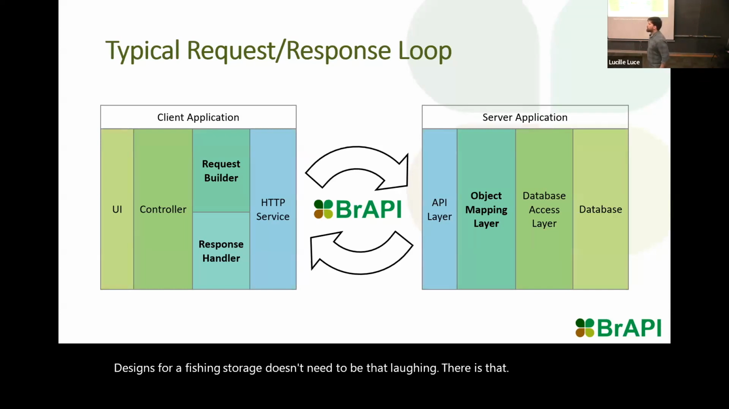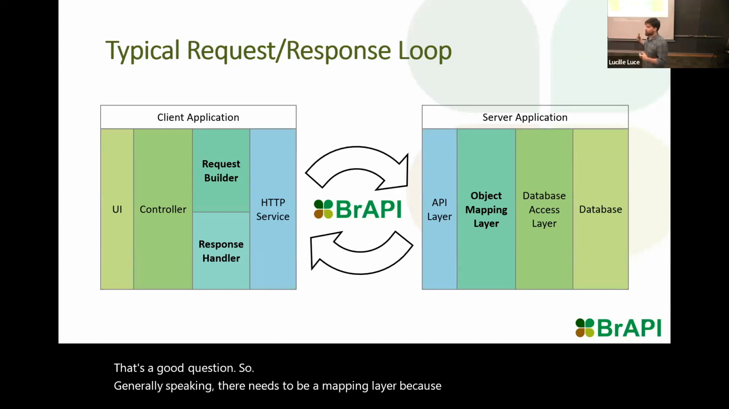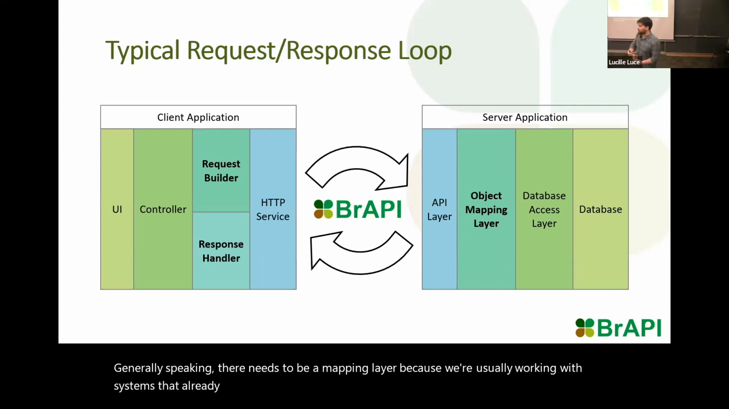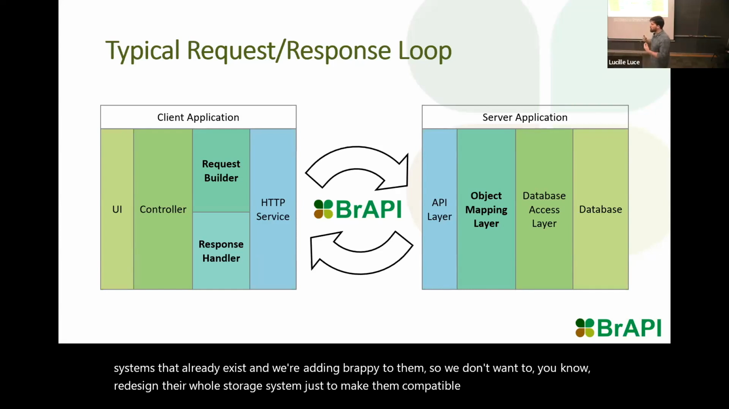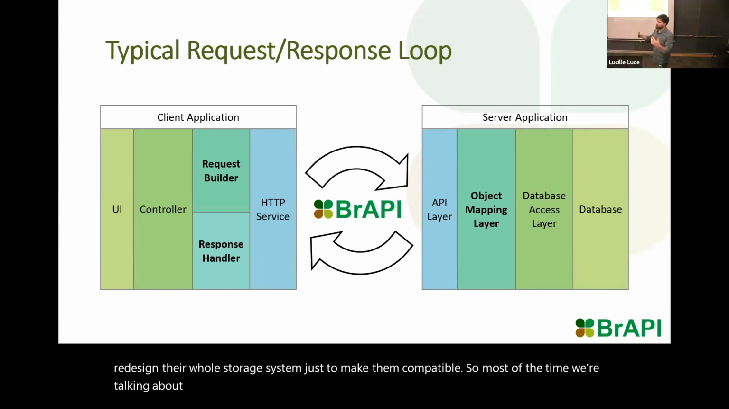That's a good question. Generally speaking, there needs to be a mapping layer because we're usually working with systems that already exist and we're adding BrAPI to them. So we don't want to redesign their whole storage system just to make them compatible. So most of the time we're talking about mapping and making things compatible.